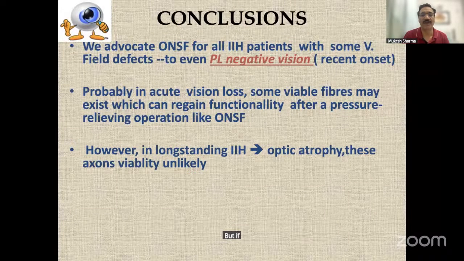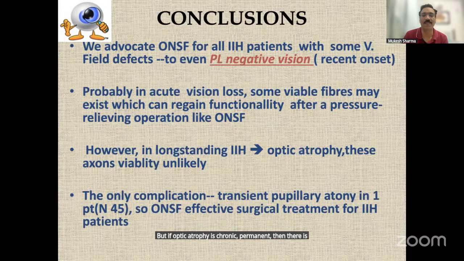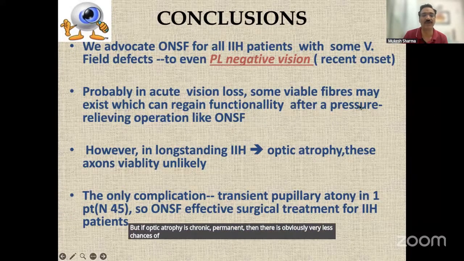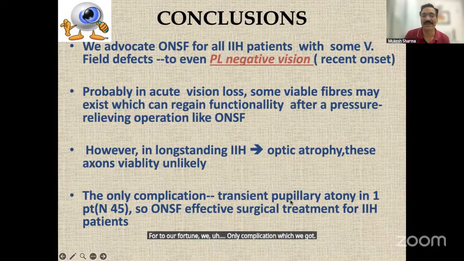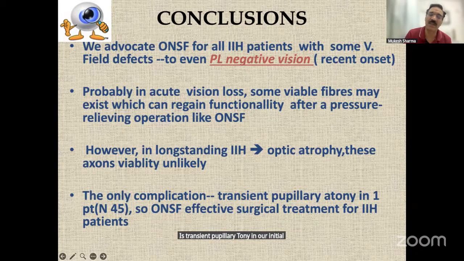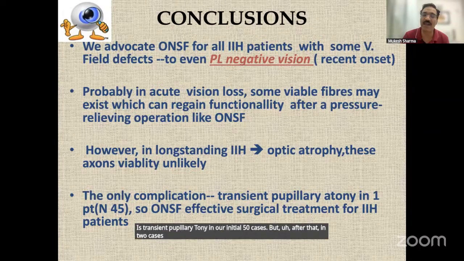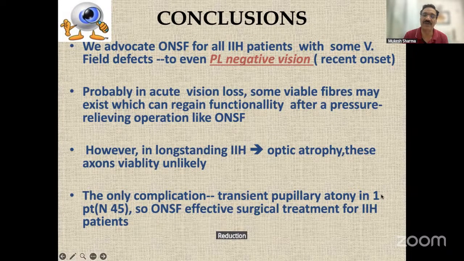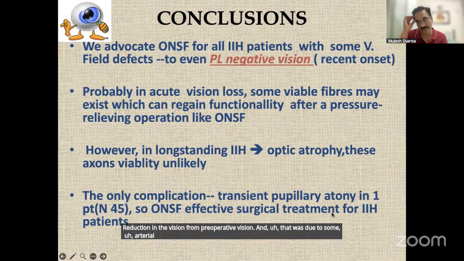But if optic atrophy is chronic, permanent, then there is obviously very little chance of any vision gain. To our good fortune, the only complication we got in our initial 50 cases was transient pupillary atony. But after that, in 2 cases, we had a reduction in vision from the preoperative vision, and that was due to some arterial supply obstruction.